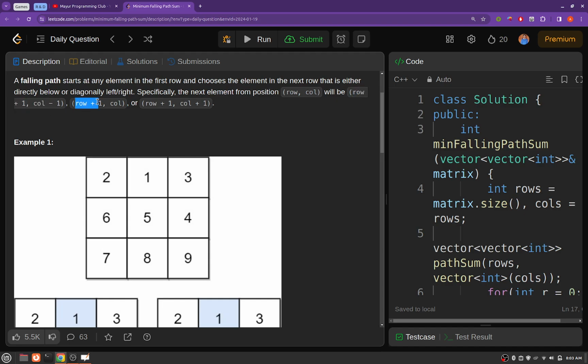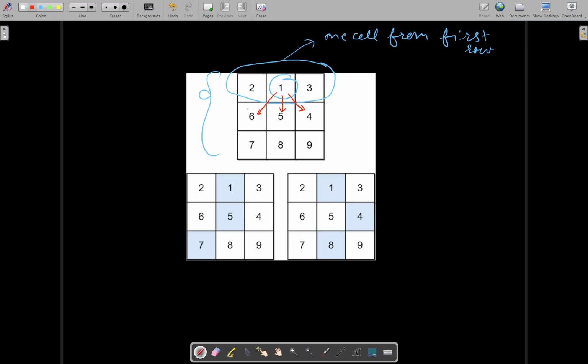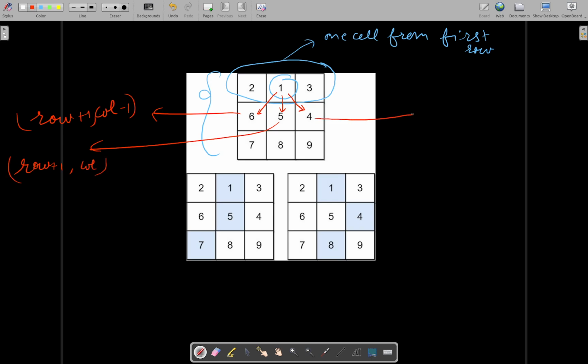You will always be incrementing the row, but you will not always be incrementing or decrementing the column. So if you want, we can write row plus 1, column minus 1. This one here is one row downward and the same column, and this one here is one row downward and one column ahead. So these are the three options that you will be having.